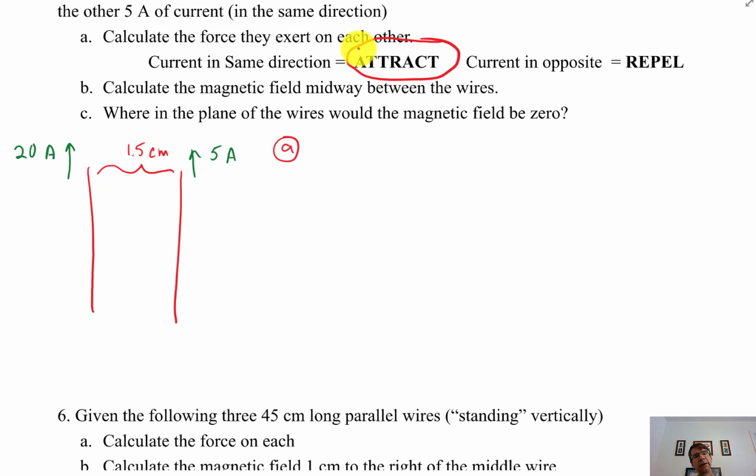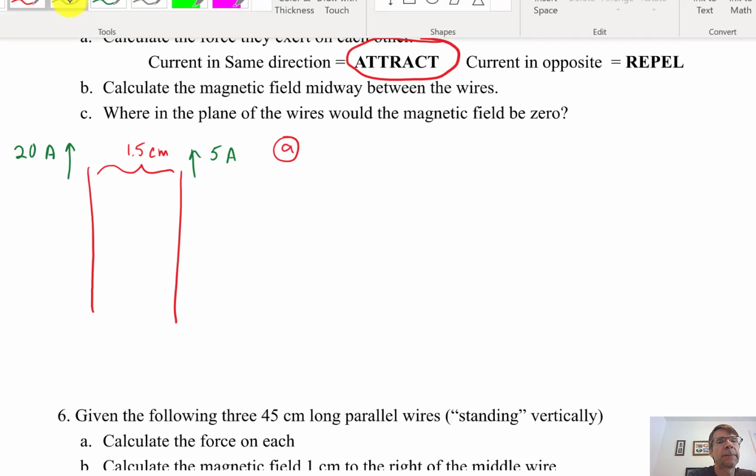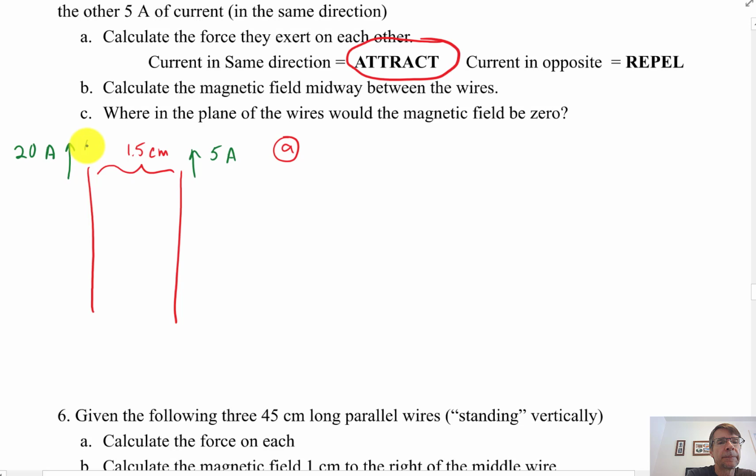But bottom line here is each wire has a magnetic field. I'm going to start with the 20 amp wire. I'm going to call that wire number 1. Let me switch it up here a little bit. That's number 1, and then this is wire number 2. I can call them the 20 amp and the 5 amp wire, however you want to label those.